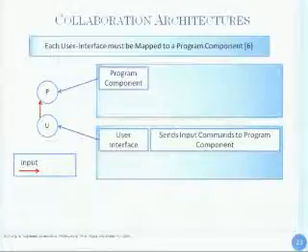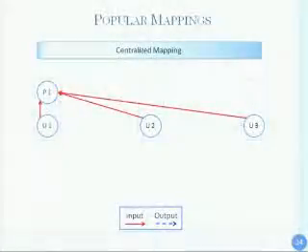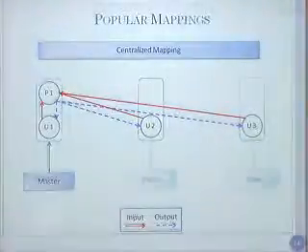Two popular mappings have been used in the past. One is the centralized mapping, in which the program component runs on the computer belonging to one of the users, receiving inputs from and sending outputs to all of the users. The computer that runs the program component is called the master, while all of the other computers are called slaves.